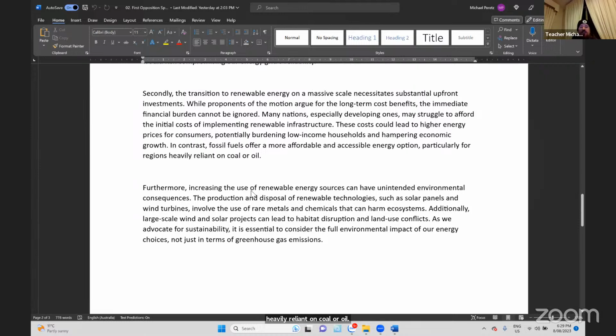Furthermore, increasing the use of renewable energy sources can have unintended environmental consequences. The production and disposal of renewable energy technologies, such as solar panels and wind turbines, involve the use of rare metals and chemicals that can harm ecosystems. Additionally, large-scale wind and solar projects can lead to habitat disruption and land use conflicts. As we advocate for sustainability, it is essential to consider the full environmental impact of our energy choices, not just in terms of greenhouse gas emissions.